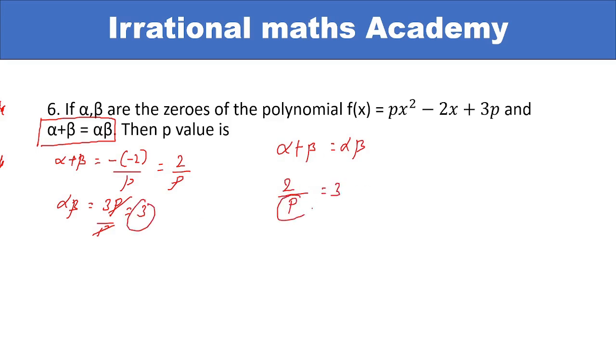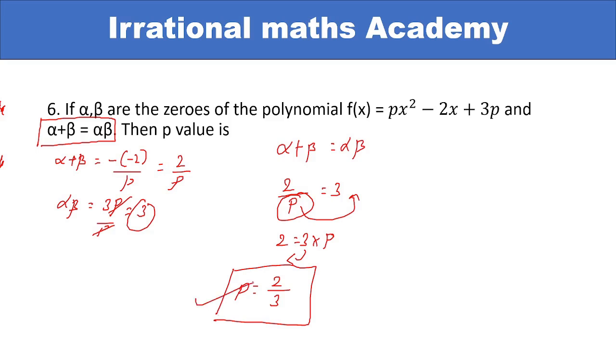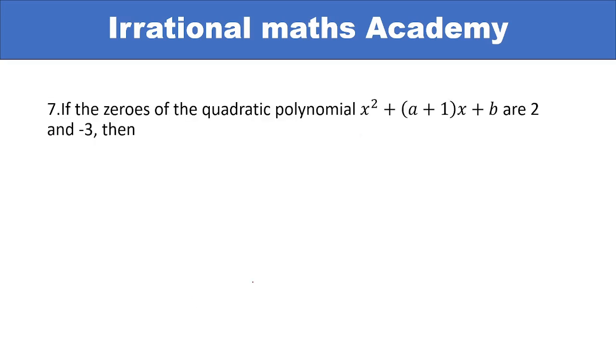So P is in the denominator. I'll transpose it to this side. This becomes 2 equal to 3 into P. I need the P value, so I'll transpose this 3 to this side. So this becomes 2 by 3. So the P value is 2 by 3. Is this clear?